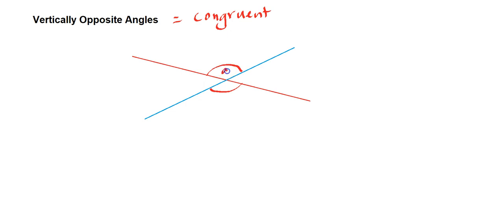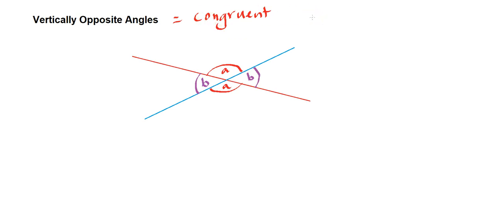Okay, so we're going to call this A, and that A. And then, if you look here, we have another angle. And if you go straight across from it, through that middle point there, that middle intersection, guess what? You've got an angle that's exactly the same size. These angles are also congruent to each other. They are the same size.